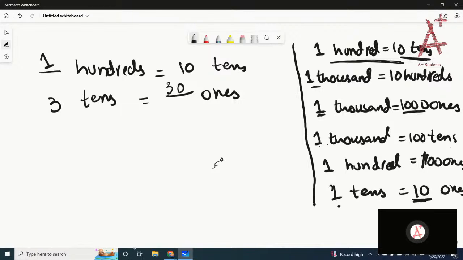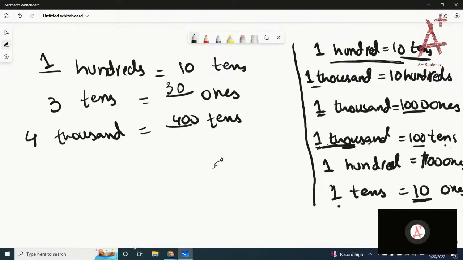Okay, then the next one is 4,000 equal how many tens? In 1,000 you have 100 tens. So in 4,000 how many tens do you have? 400 tens. Got it? In 4,000 you have 400 tens. Select the correct option, move on to the next question.